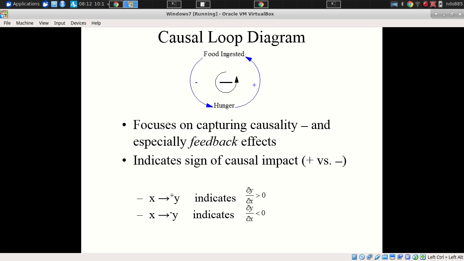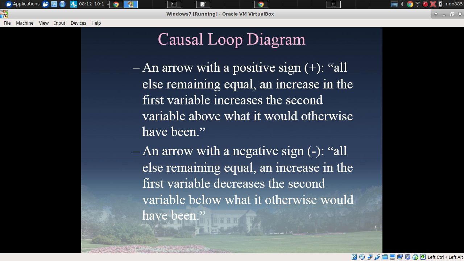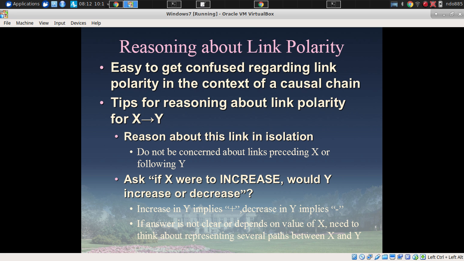So no, it doesn't have to go counterclockwise, but we'll come to what this represents. So a few tips about reasoning about linked polarity. It's easy to get confused about linked polarity in the context of a causal chain: A goes to B, and B goes to C, and C to D. When you're thinking about assigning those polarities, it's best to focus on each link of that chain. Think about that link in isolation.